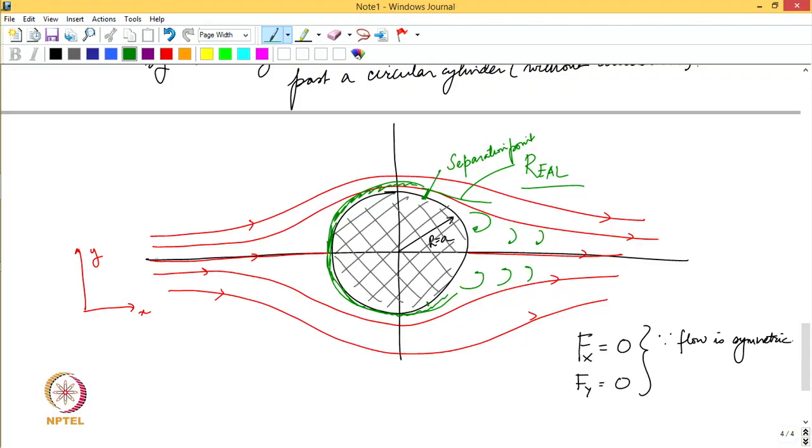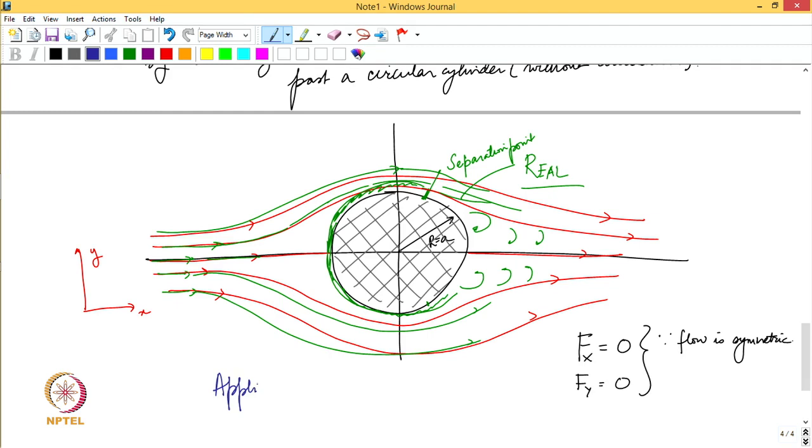So, even if the real flow is, let us say, uniform flow coming over a circular cylinder, there would be some differences as I have shown you here. But even then, the flow that we have derived is still applicable outside the boundary layer.